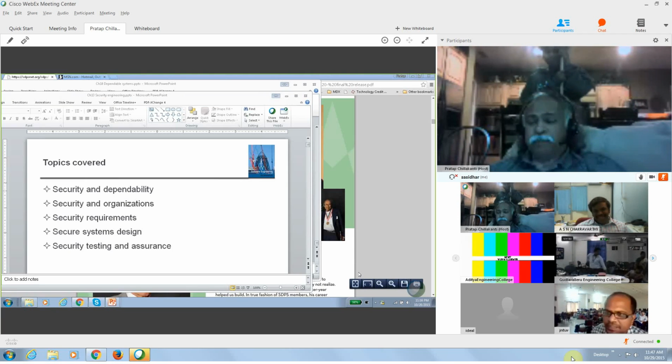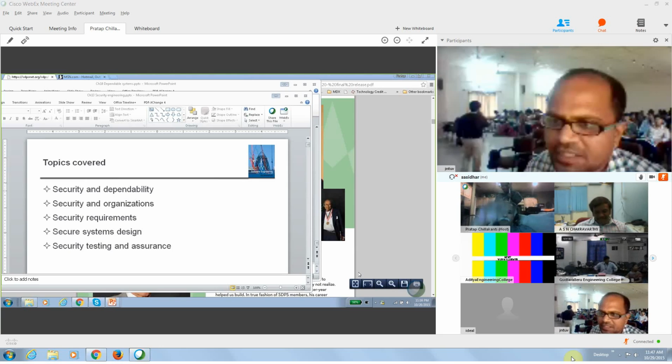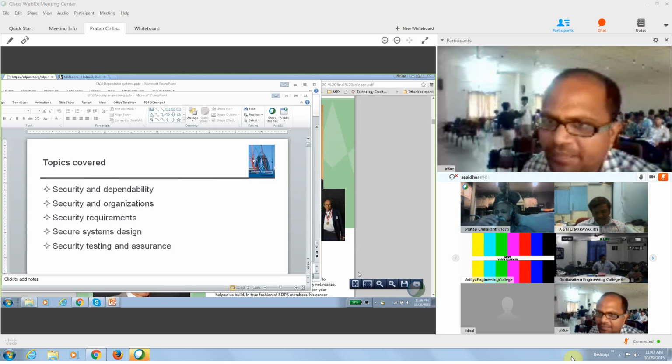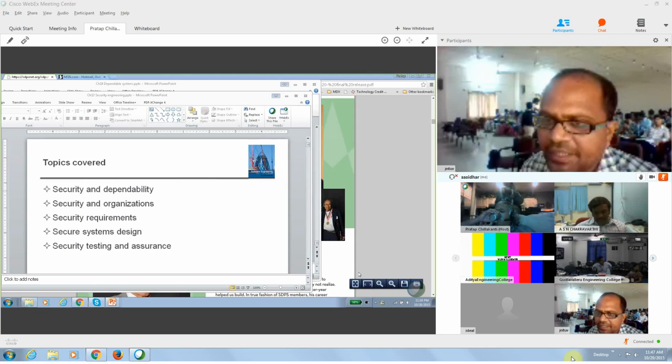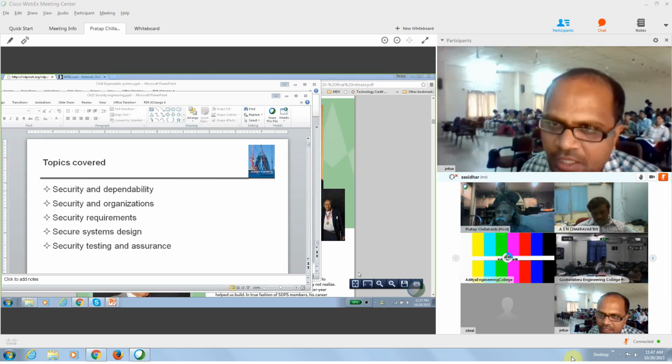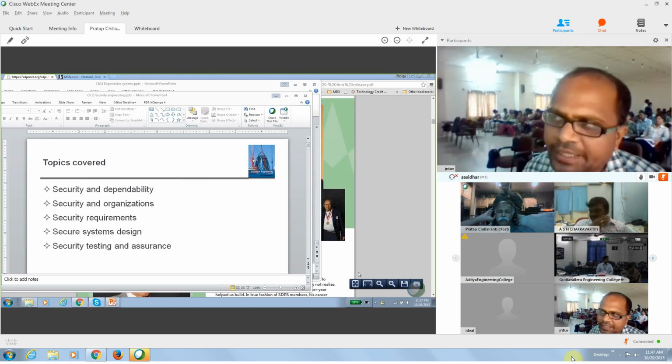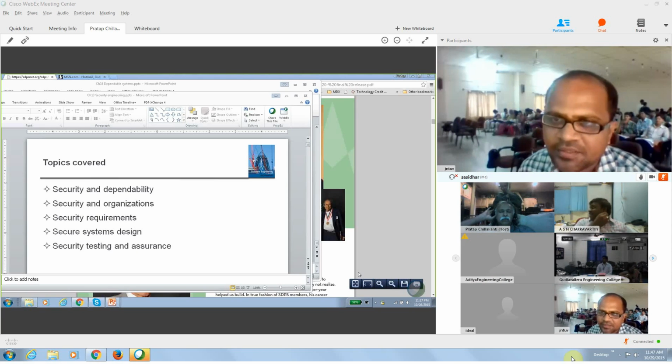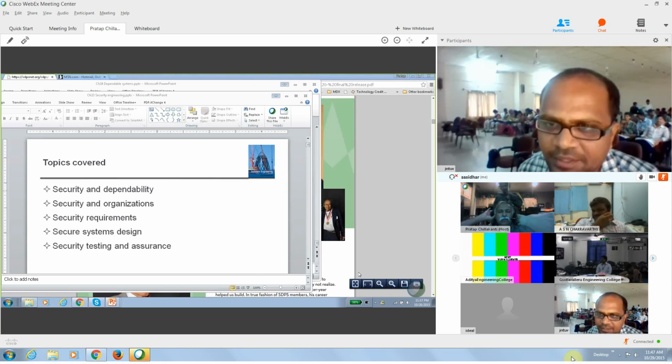Sir, for the dependability aspect, can you give a briefing on the data level dependability in terms of vulnerability? To alleviate the vulnerability at a software level, what is the cost incurred compared to alleviating the vulnerability at the system level? Can you throw some light on that?